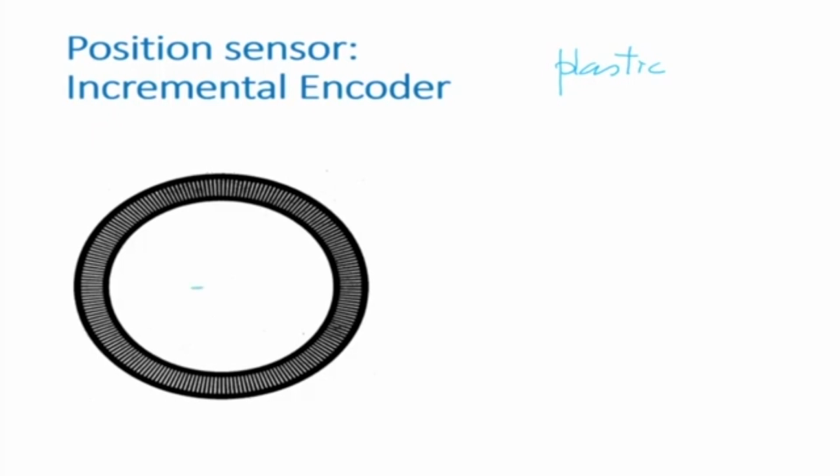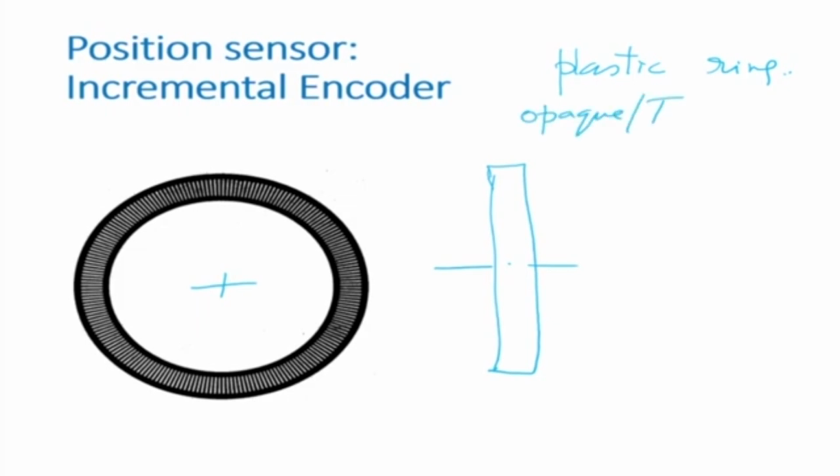If I take the side view of this, so this is my center, the side view will be something like this. This is a plastic ring, or a strip, which contains opaque and transparent parts. So you can see this here. These white ones are transparent and the dark ones are opaque. Now on one side we have an emitter, and on the other side we have a receiver. The emitter emits light, and the receiver receives light.